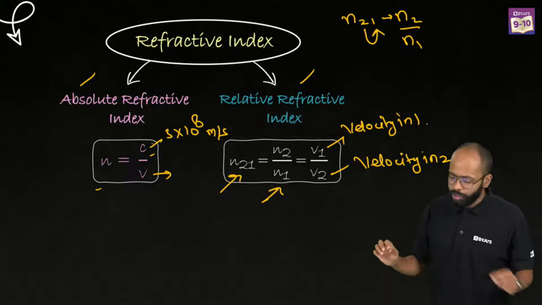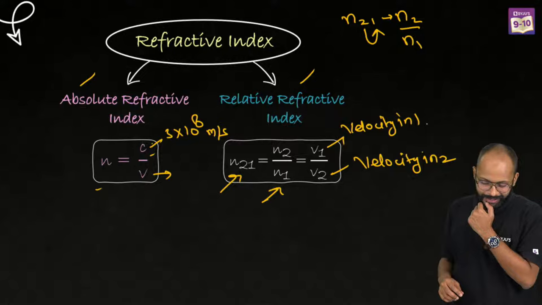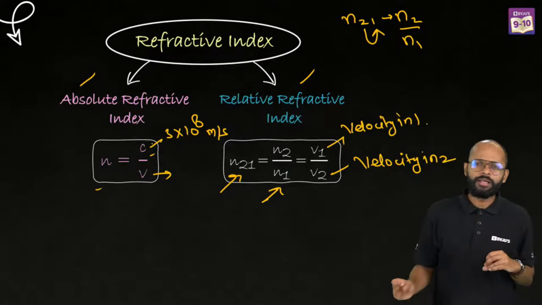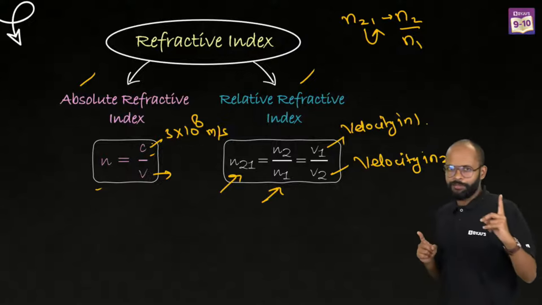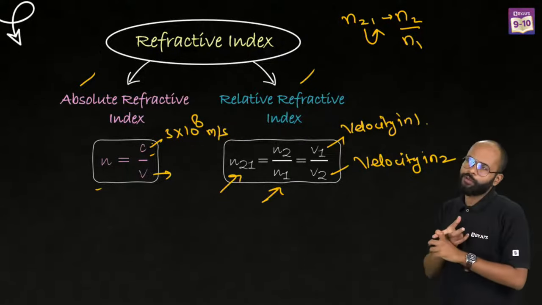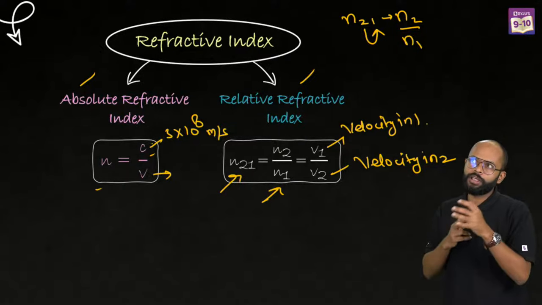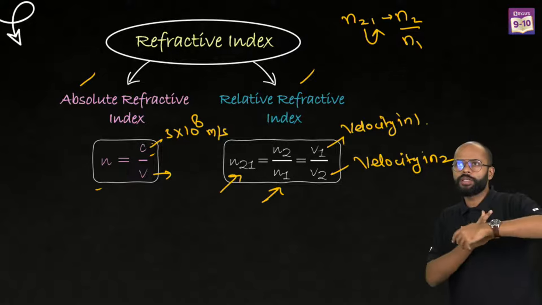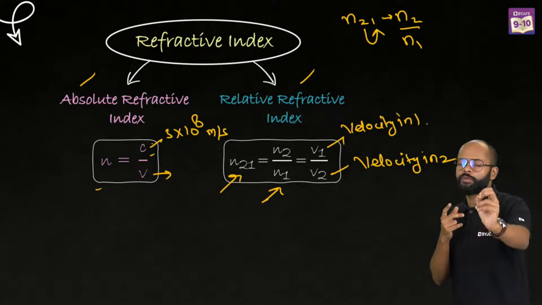Dekho, a lot of times kids tell me, sir, we get confused, light samajh nahi aa raha, bilkul samajh nahi aa raha. First kind of students, what they do? Sir, absolute refractive index with respect to vacuum hota hai. And what we do is N equals C upon V. Okay. Relative refractive index, sir, it is with respect to two mediums. N21 equals N2 upon N1 equals V1 upon V2.